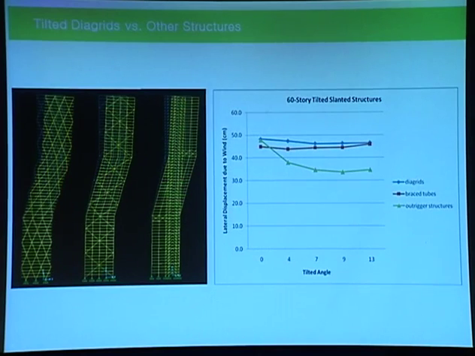And some basic comparisons between the diagrid and other structural systems. In this case, three cases: diagrid, brace tubes, and outrigger structures. A kind of interesting study result here is that blue is diagrid, red is brace tubes, and green is outrigger structures. This is lateral displacement in terms of the wind load.